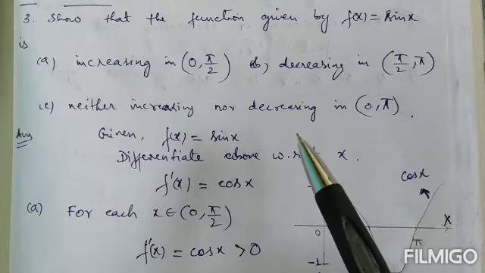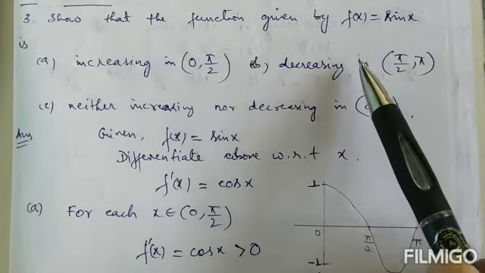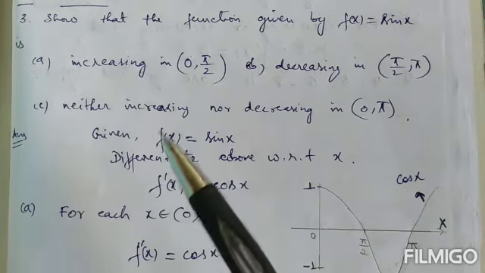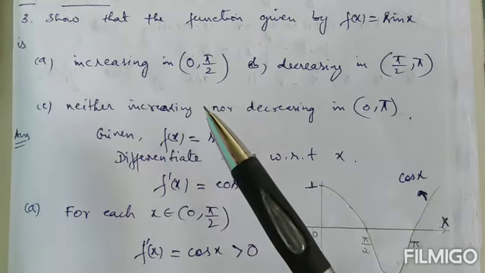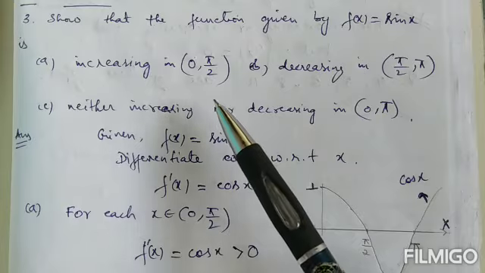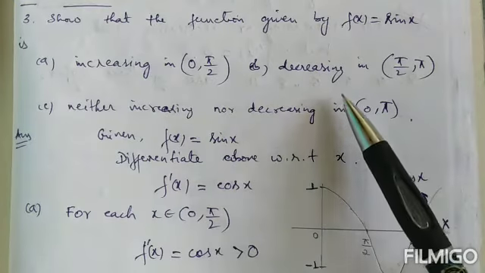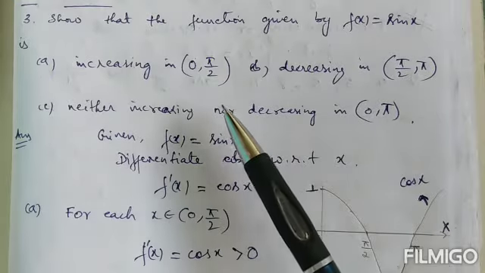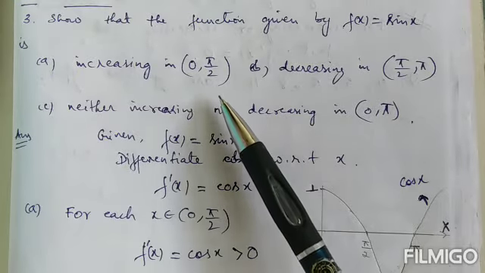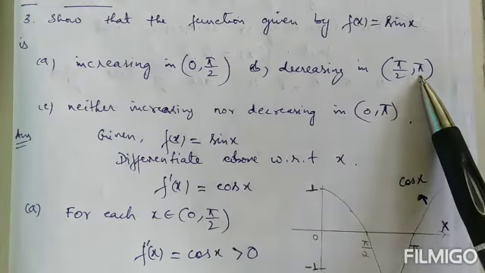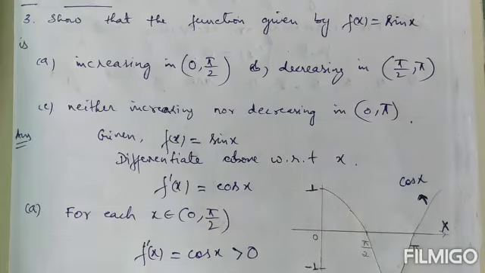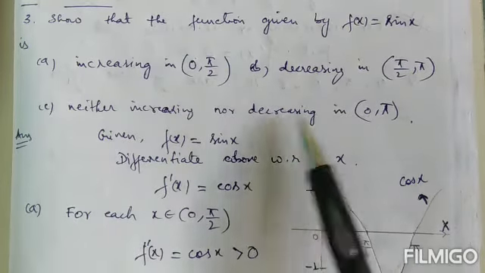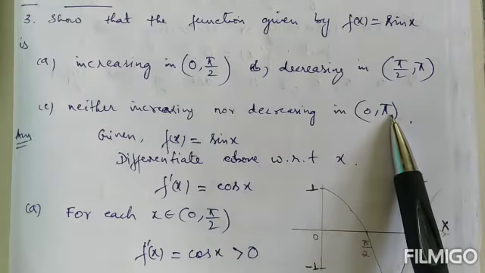Now question number 3. Show that the function given by f(x) equal to sine of x, number A, is increasing in the open interval 0 to pi by 2, and decreasing in pi by 2 to pi. You have to remember pi by 2 is 90 degrees, pi is 180 degrees. And then number C, neither increasing nor decreasing in 0 to pi.